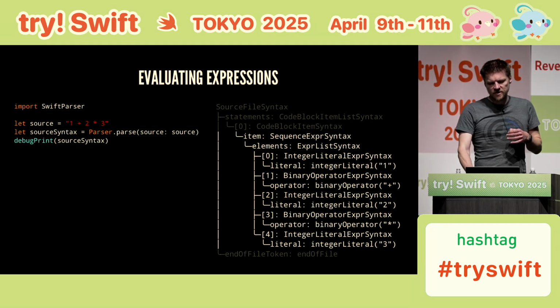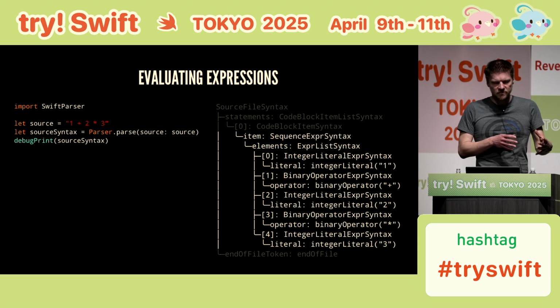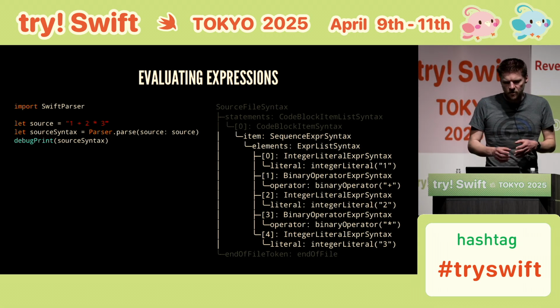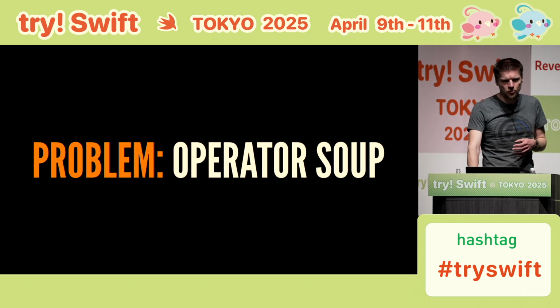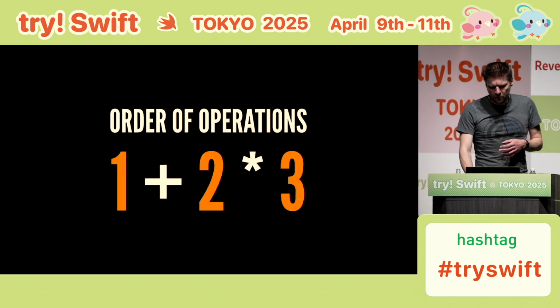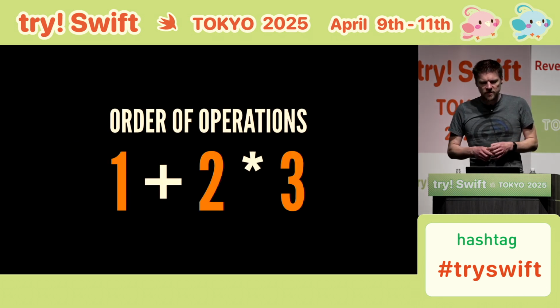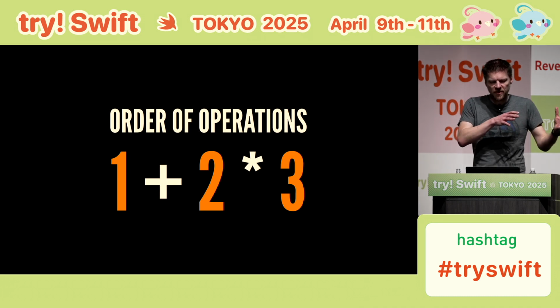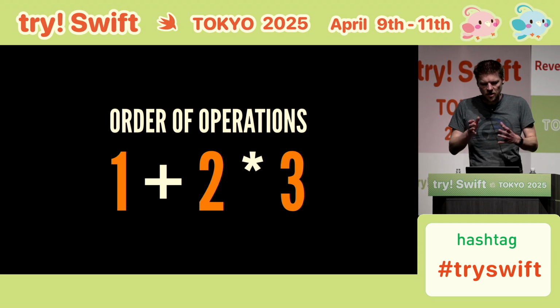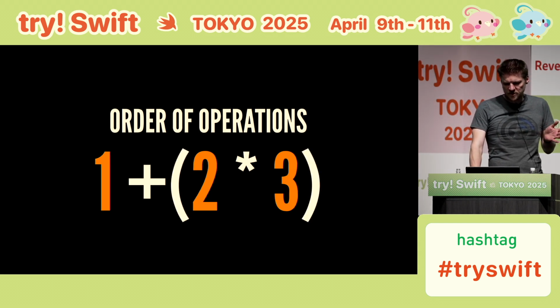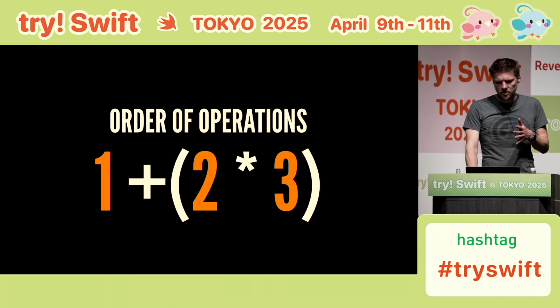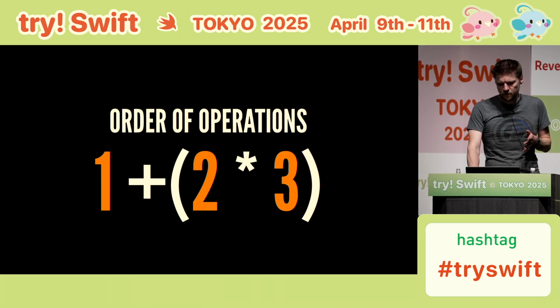SequenceExprSyntax is how expressions are represented in SwiftSyntax. Basically, it's a flat list of operators and operands. And here we have our first hurdle. It's a problem I like to call operator soup. As Sophie expertly explained to us on Wednesday, mathematical expressions can't just be evaluated from left to right. Some operators have higher precedence than others. Multiplication takes precedence over addition, for example, so it has to be evaluated first.